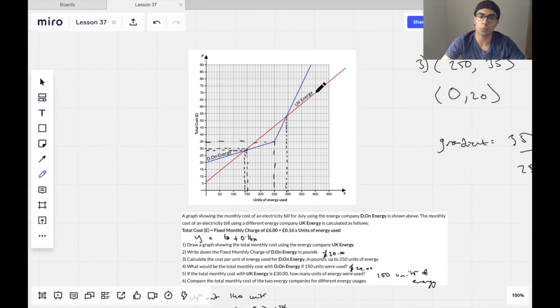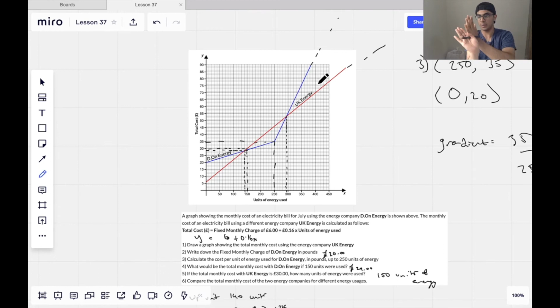And we have to assume that this line just keeps on going straight up, because we haven't been told that the gradient changes again. So if this line is steeper than this line, they'll never meet again, and this will always be above that line. As you can tell, right?